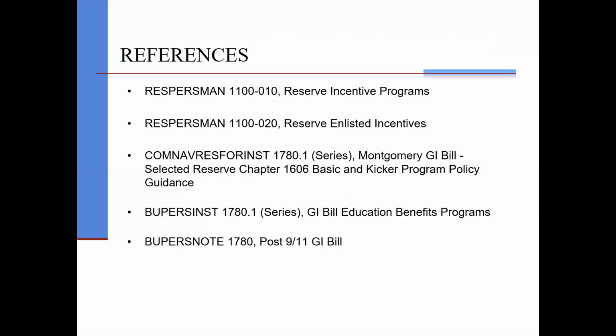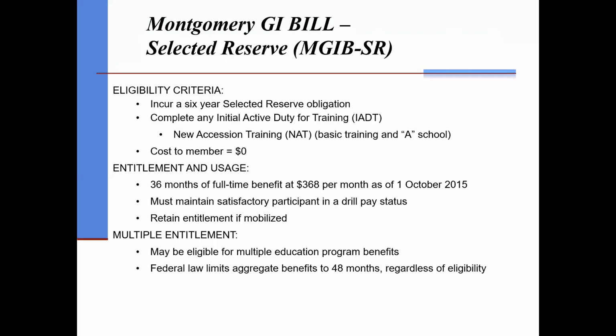References: RESPERMAN 1100 Tech 010 Reserve Incentive Programs, RESPERMAN 1100 Tech 020 Reserve Enlisted Incentives, COMNAVRESFOR Instruction 1780.1 Montgomery GI Bill Selected Reserve, Chapter 1606 Basic and Kicker Program Policy Guidance, BUPERS Instruction 1780.1 GI Bill Education Benefits Program, BUPERS Notice 1780 Post 9/11 GI Bill. Montgomery GI Bill Selected Reserve.